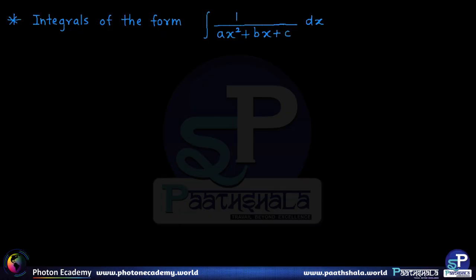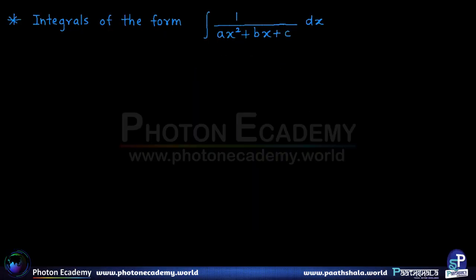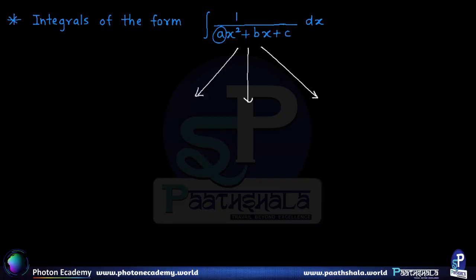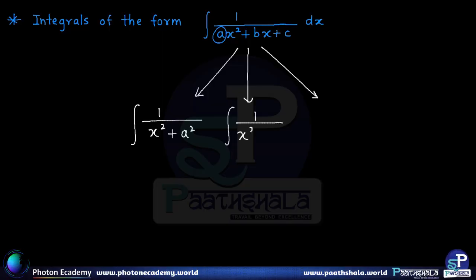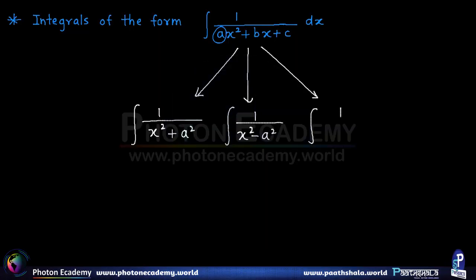Now to complete this, what we do is we complete the square in the denominator. So that means first of all we have to take a common outside the denominator, and then in the remaining expression we have to complete the square, so that the integral can be reduced to any one of the previously known forms, that is something like 1 upon x square plus a square, or 1 upon x square minus a square, or 1 upon a square minus x square.